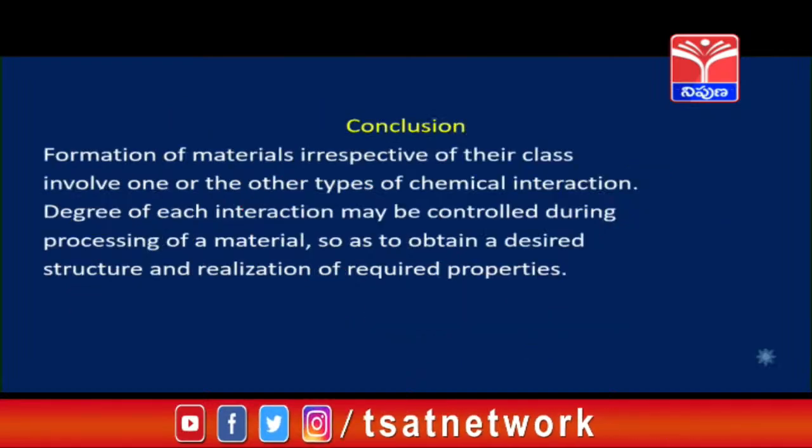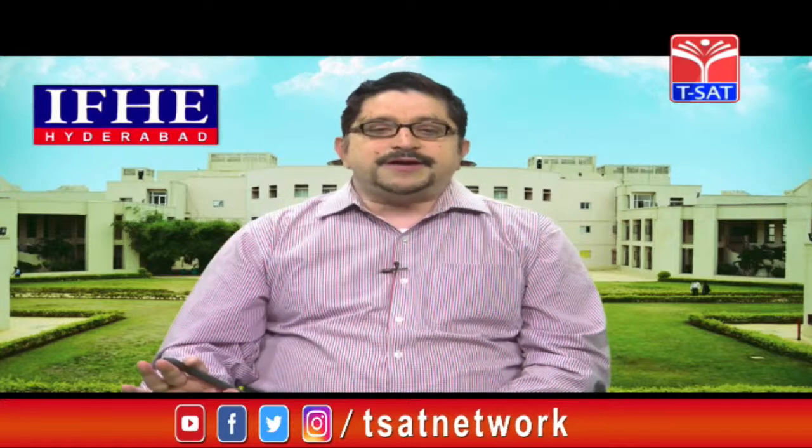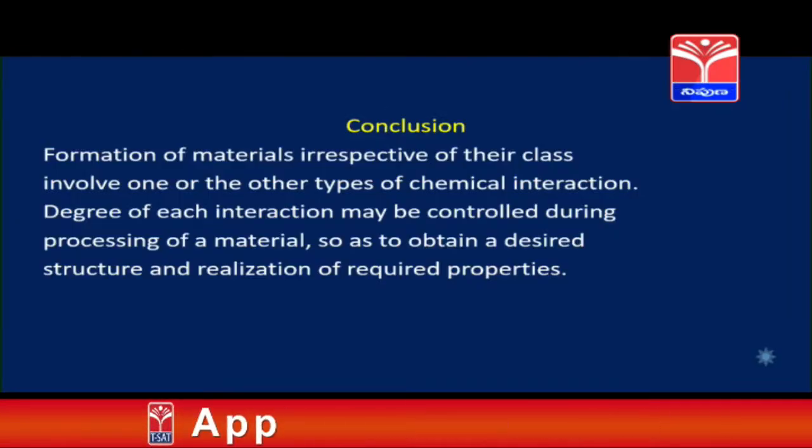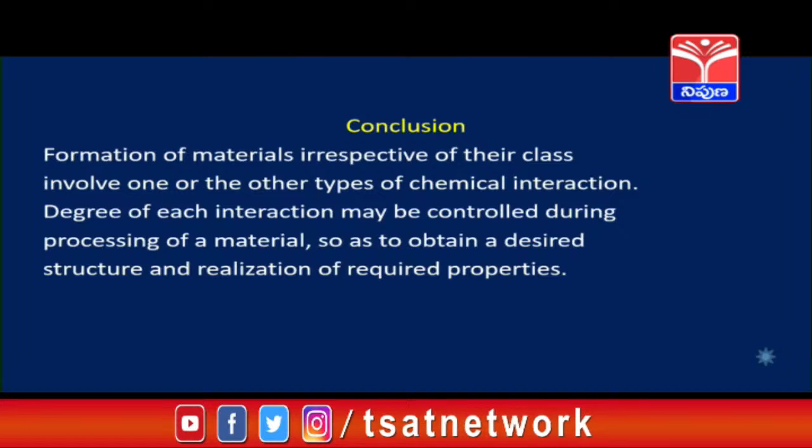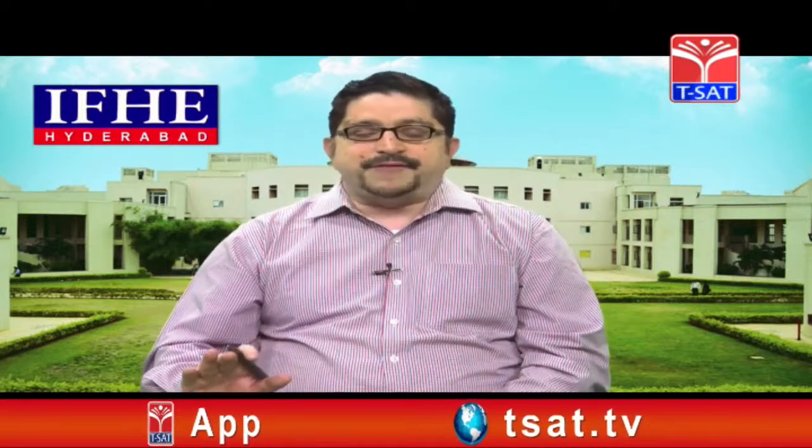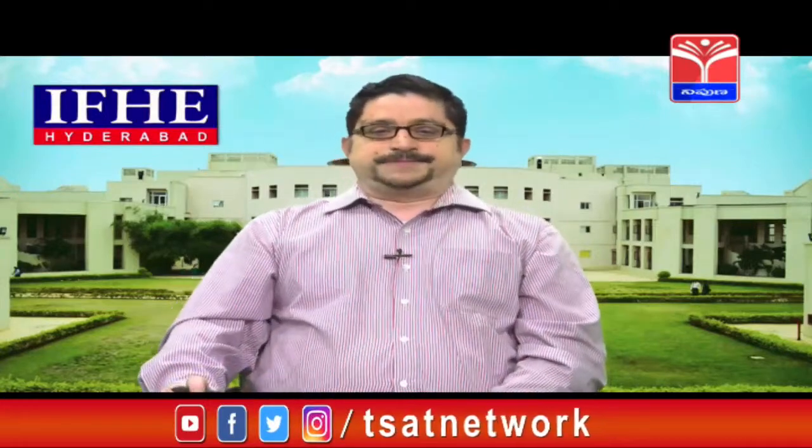So, what is our conclusion for today's topic? Formation of material, irrespective of their class, whether that belongs to the conventional metal type or smart material or advanced material, involves one or the other type of chemical interaction, whether it is primary interaction or secondary interaction. Material formation is possible only when there is a chemical interaction between the atoms of different elements.